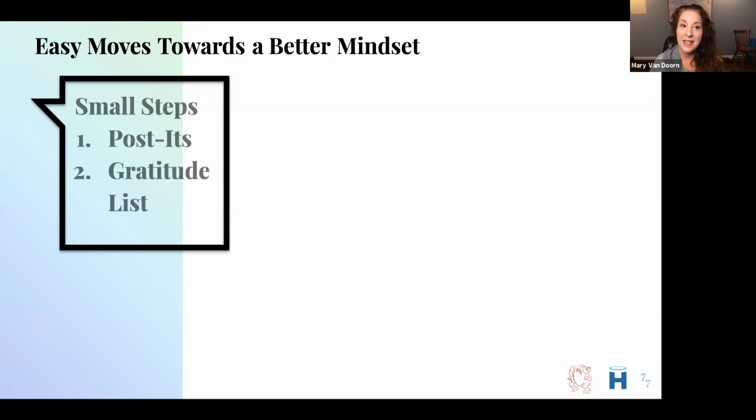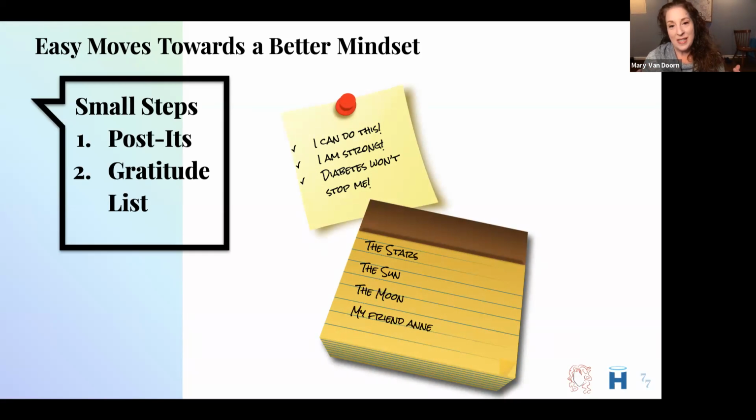Here we go. Small steps, number 1 and number 2. All right, Post-its. I love Post-its. Here's why. I have them all over my house. I have signs. I've gotten bigger than Post-its now. Now I have pictures, signs, motivational posters, Post-it notes with sayings that remind you who you are and what you're working towards. Okay, I can do this. I'm strong. Diabetes won't stop me. I am more than the number on the scale. I am more than my A1C.